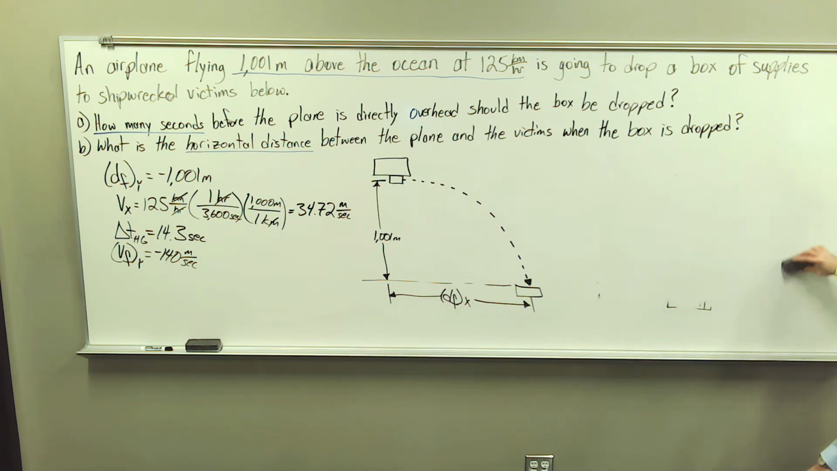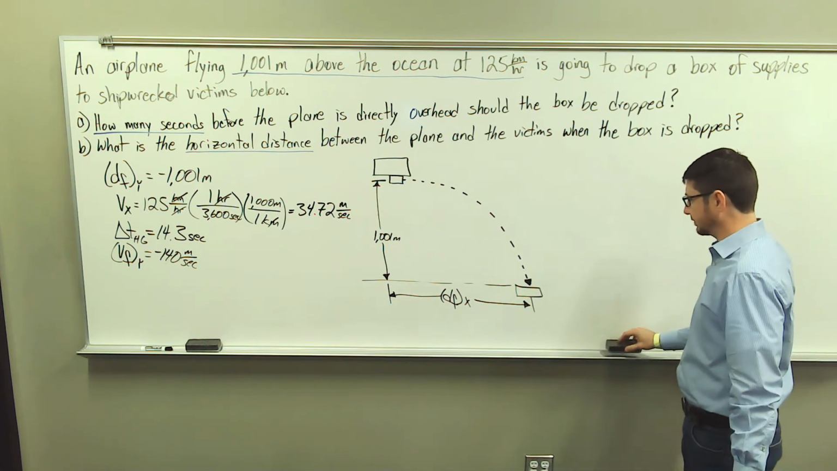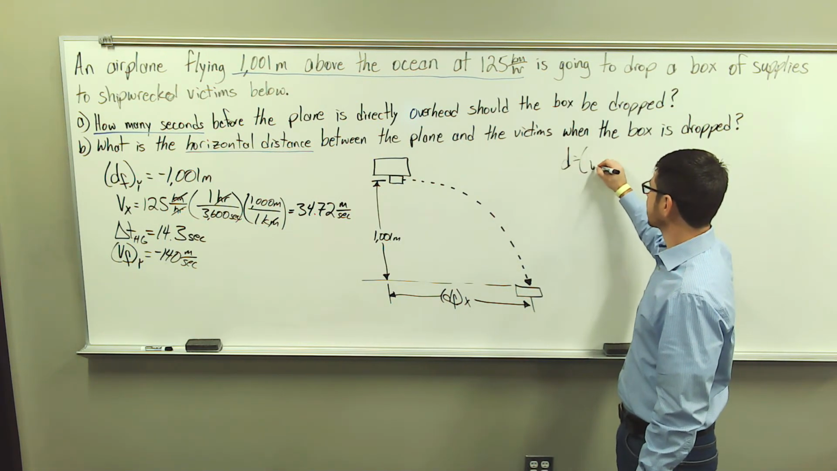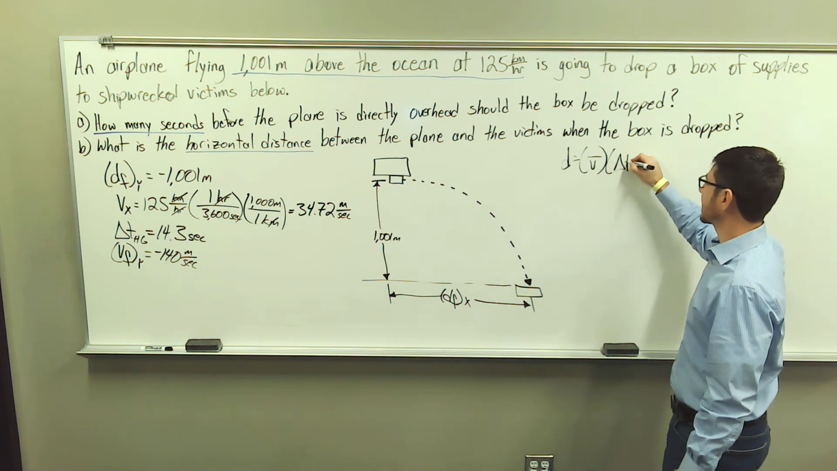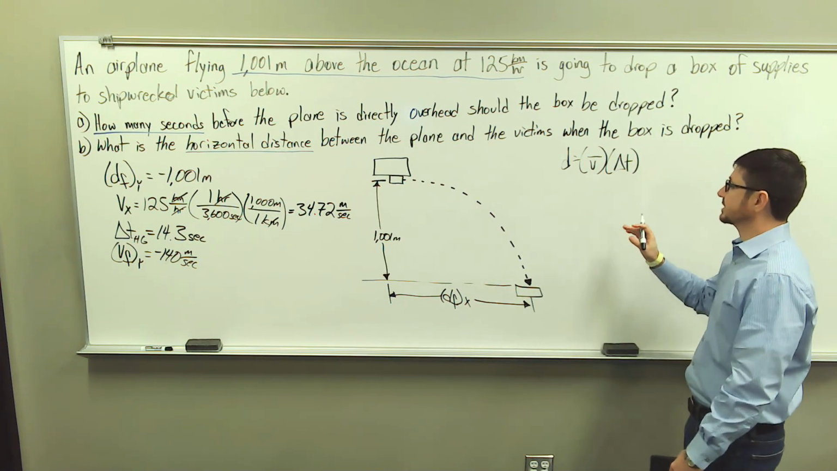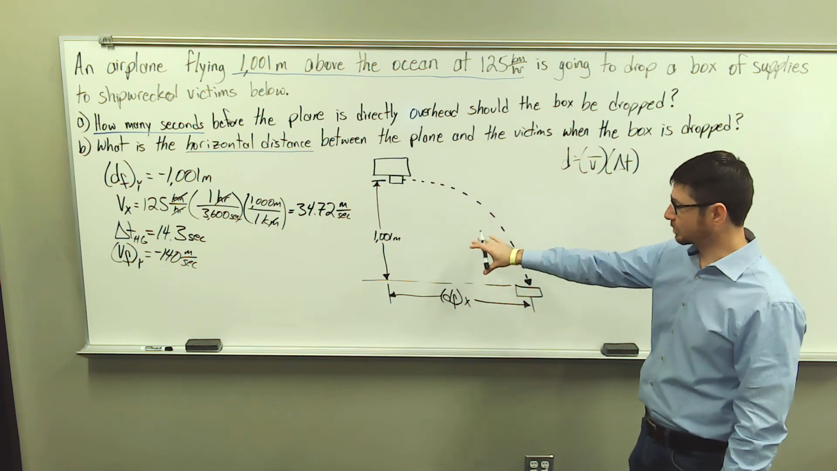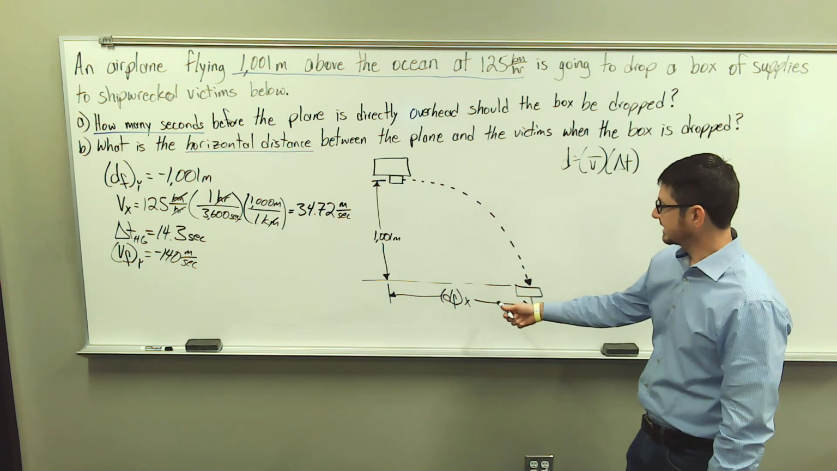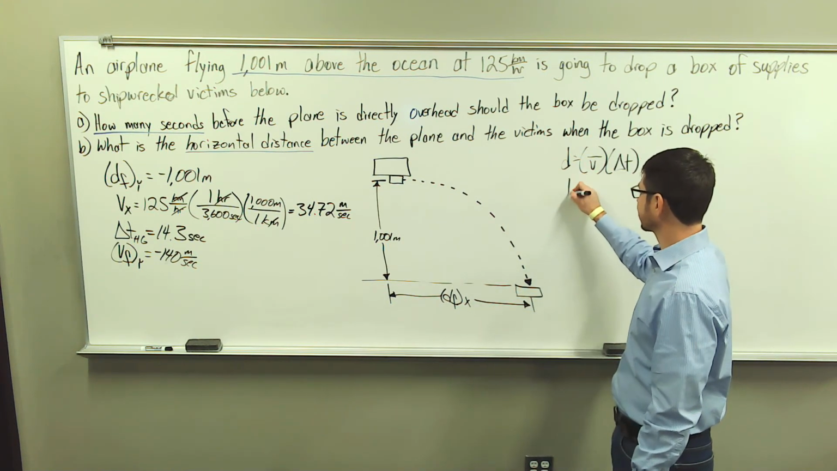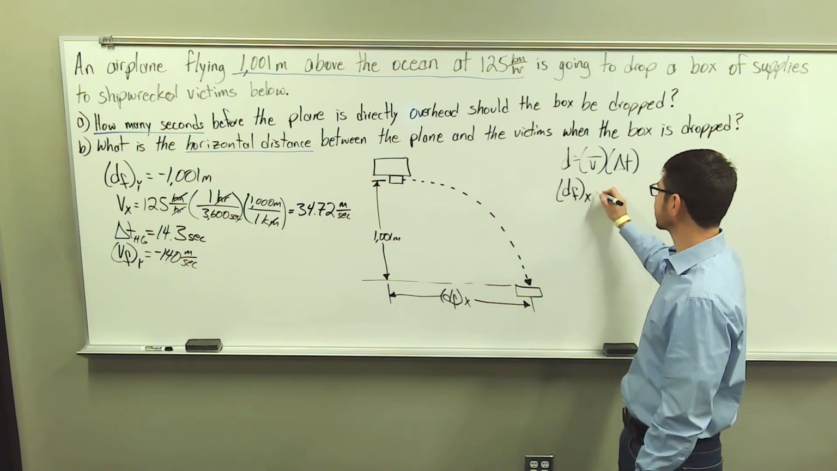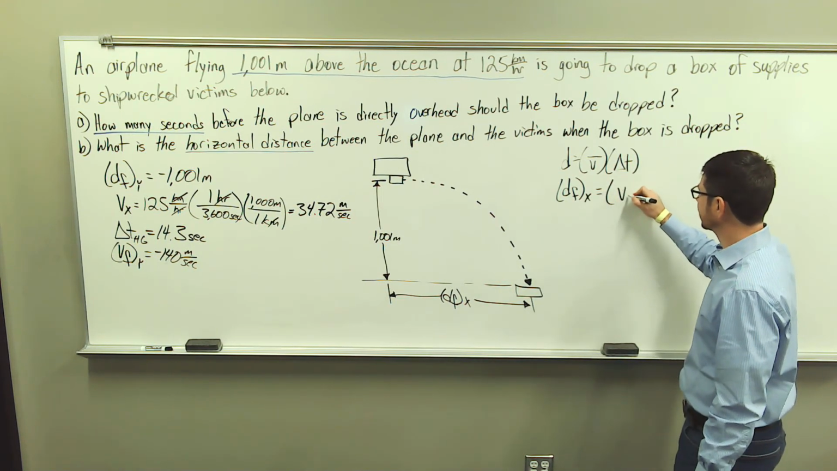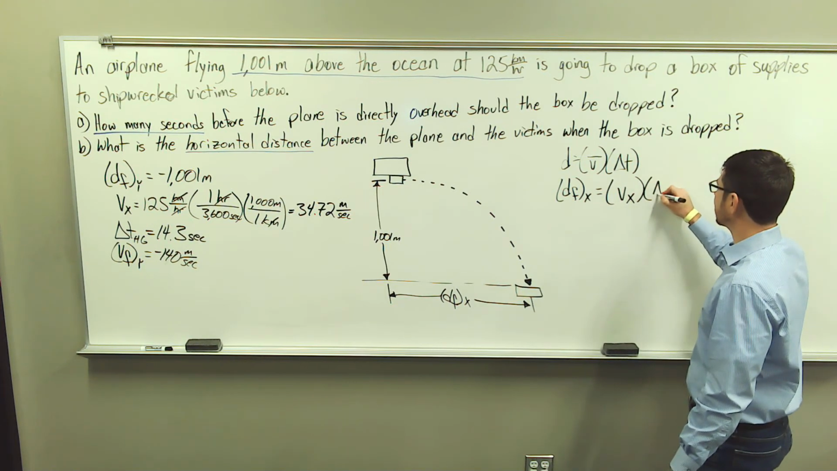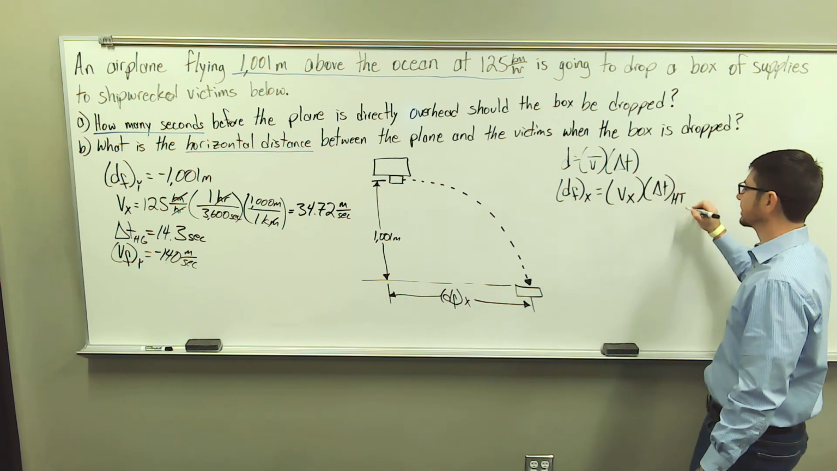Okay? In part B, it says, what is the horizontal distance between the plane and the victims when the box is dropped? So what we're going to do is use the base equation: distance equals our average velocity multiplied by our time. We're going to adapt it to our situation, and our displacement is in the x direction. So the final displacement in the x direction is equal to the velocity in the x direction multiplied by the time to hit the target.